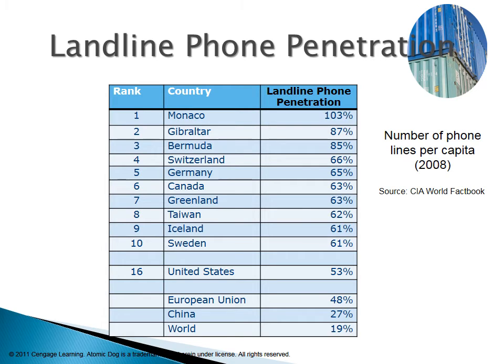On landline phone penetration, we see that the US is number 16. Many European countries, like Switzerland and Germany, have higher landline penetration. That's possibly because of the size of the country. The United States, land-wise, is so much bigger than those European countries. They're much smaller.